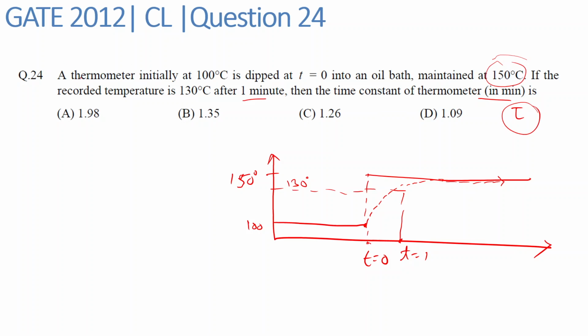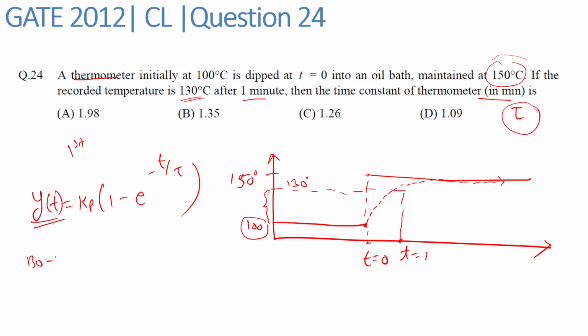So since this thermometer is a first order system, we can write the response corresponding to this step input as y(t) is equal to Kp times (1 minus e raised to minus t upon tau). Now y(t) is how much deviation is occurring from the steady state. So the steady state is 100, and we have to find the time at 1 minute. The recorded temperature is 130 degrees Celsius, so the deviation is 130 minus 100, that is equal to 30.